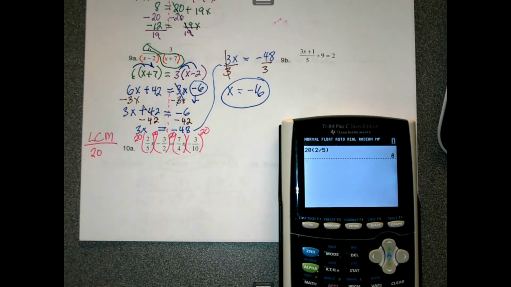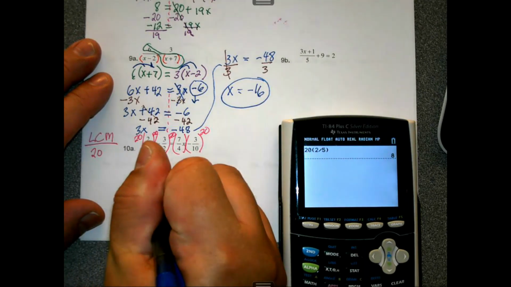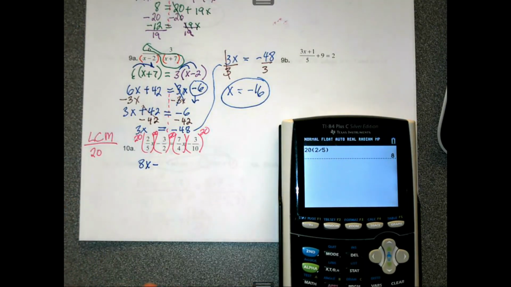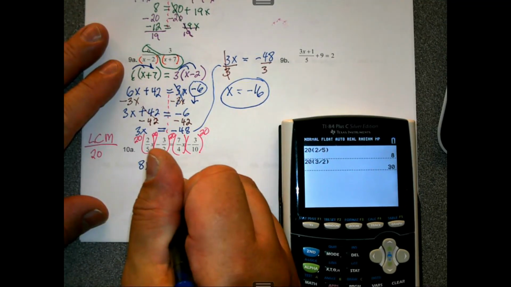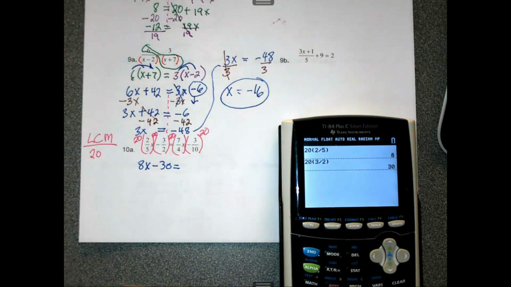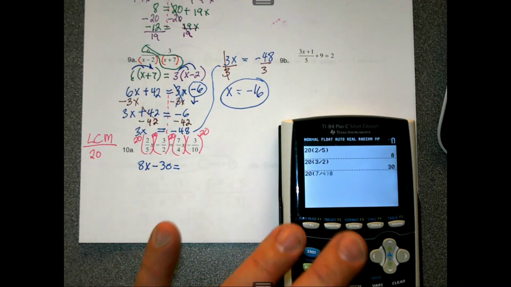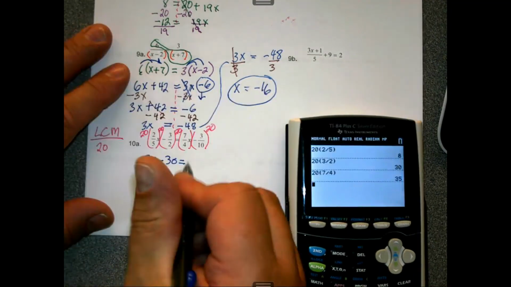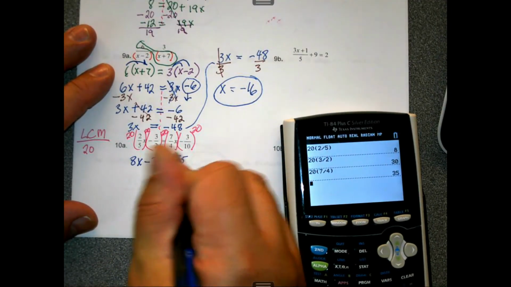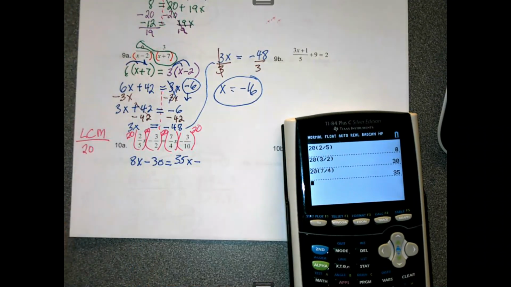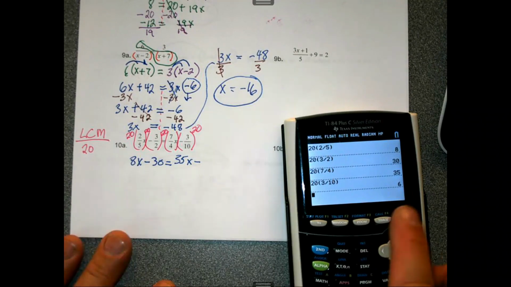So I have 8x minus 20 times 3 divided by 2. I get 30 equals 20 times 7 divided by 4. I get 35. There's an x there, right? Minus 20 times 3 divided by 10. I get 6.